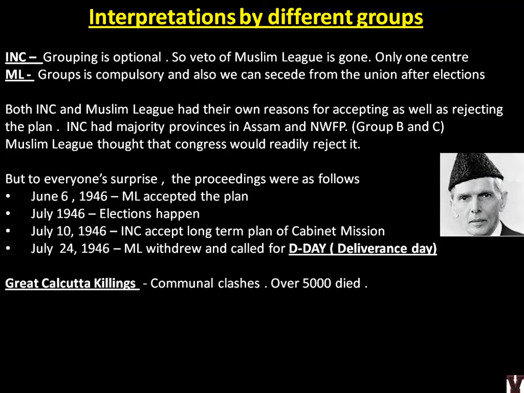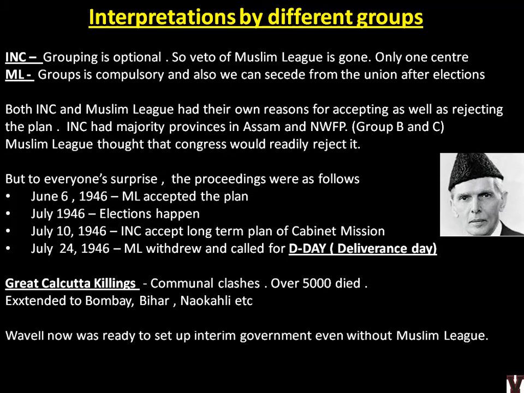It's also called the Great Calcutta Killings, communal clashes, and over 5,000 people die just by killing each other in the name of religion, just because Jinnah initiated this D-Day. It extended to even Bombay, Bihar, Noakhali. So all parts of India, the communal clashes were happening.